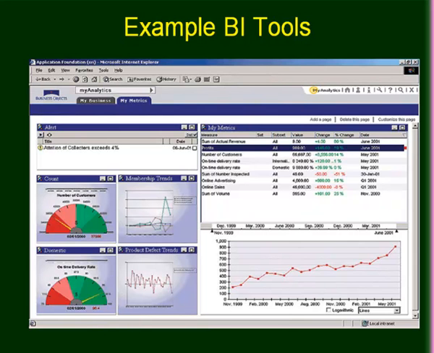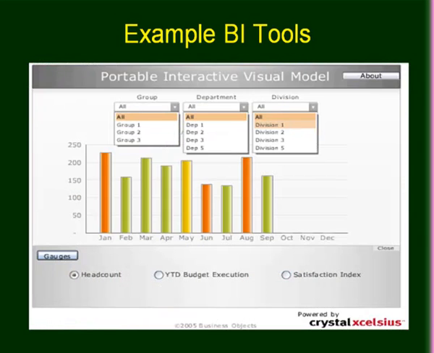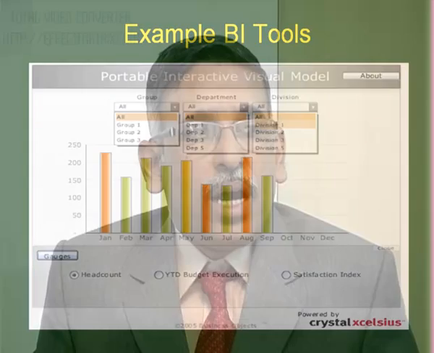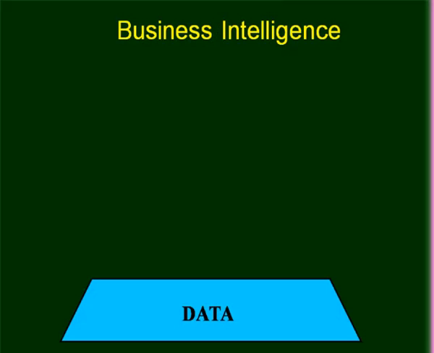So such a kind of solution you can provide using these type of tools. This is another tool called Clear. Here also different kinds of reports are shown for any activity. This is another tool powered by Crystal Portable Interactive Visual Model. Now we see the hierarchical structure of the data, how data is organized.